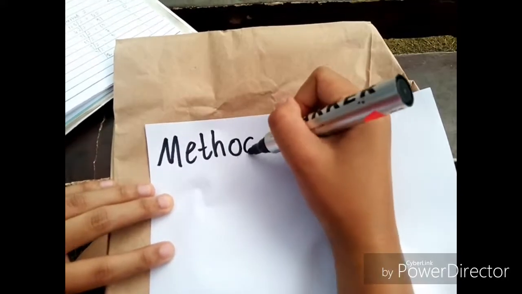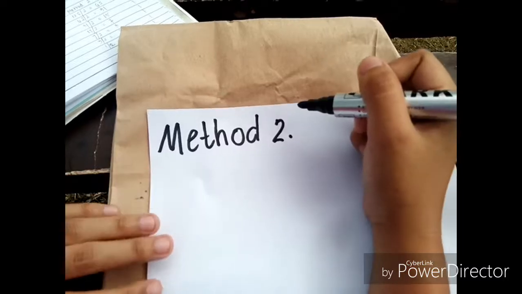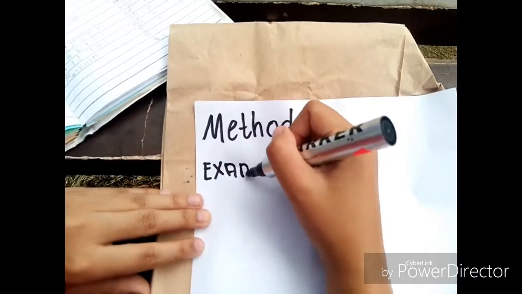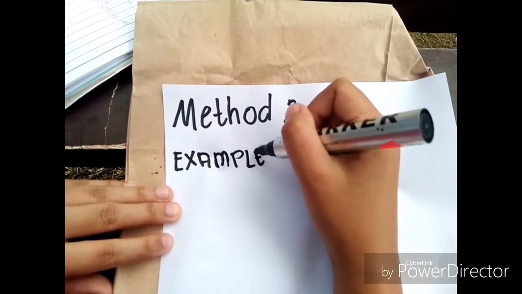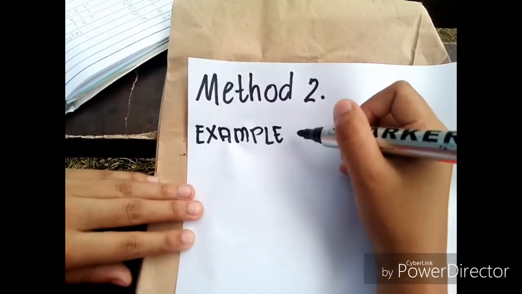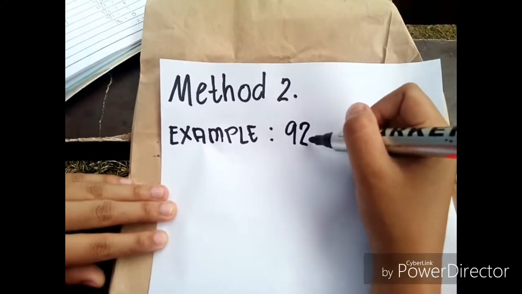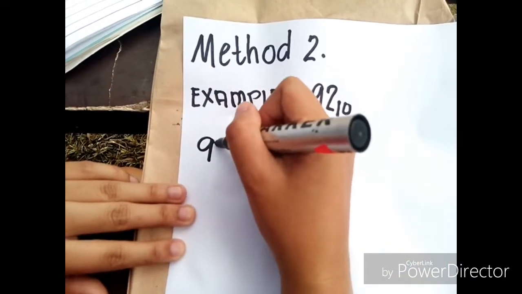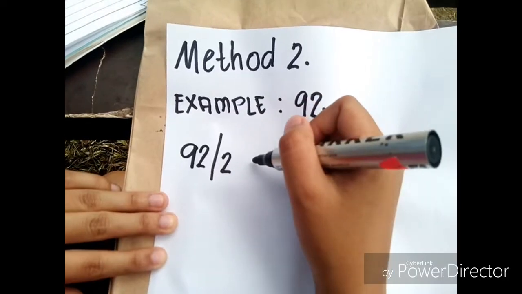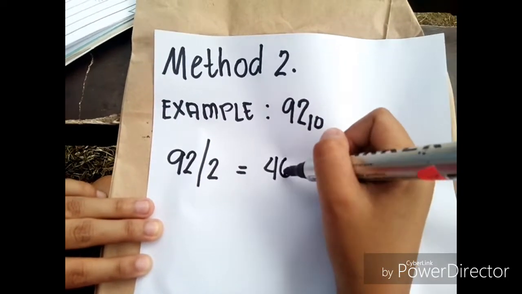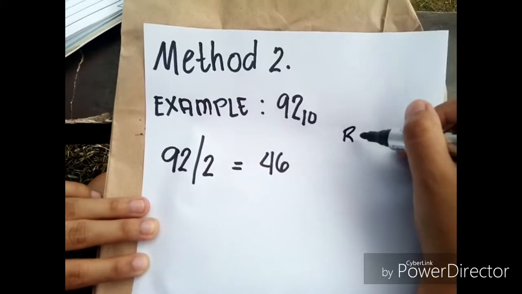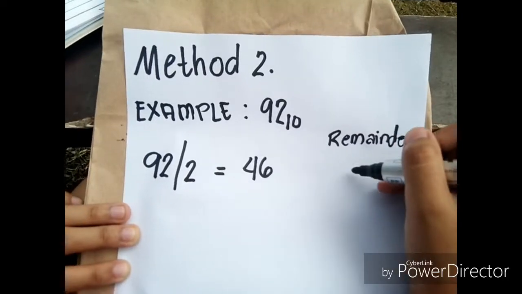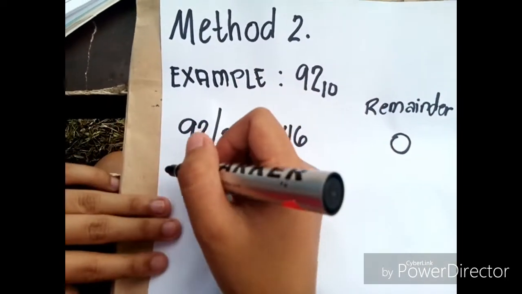In method 2 we are going to use the division system, which is a check for method 1. So 92, to the power of 10. We continuously divide by 2 until it becomes 0. So 92 divided by 2 equals 46. If there is a remainder, just put 1. But if there is not, then put 0. In this case, there is no remainder, so put 0.